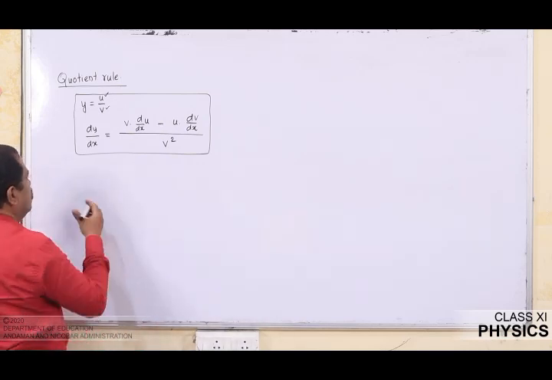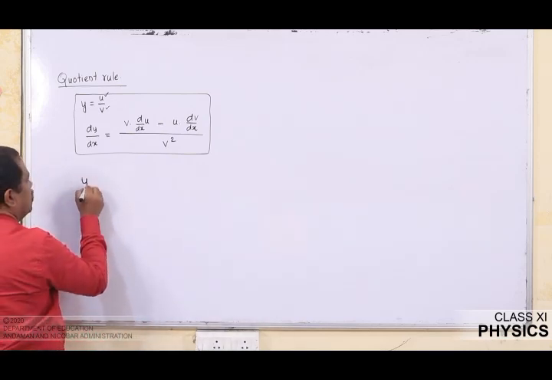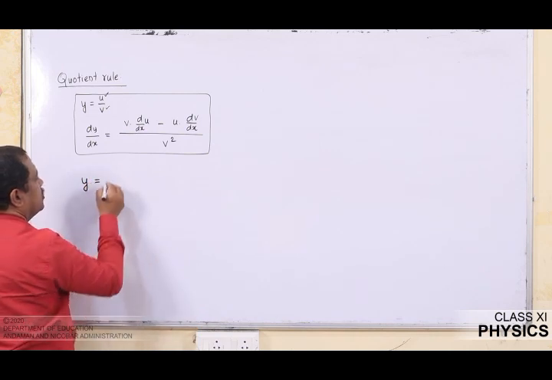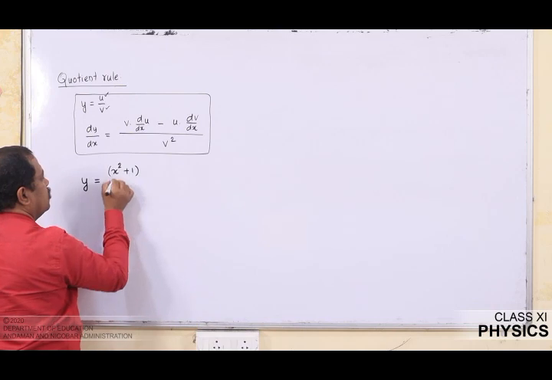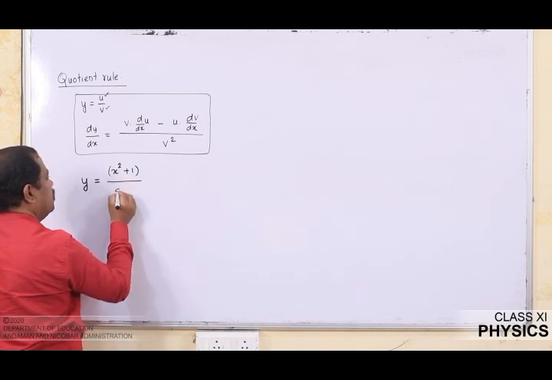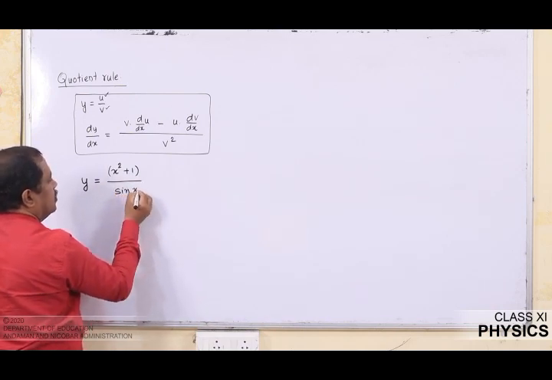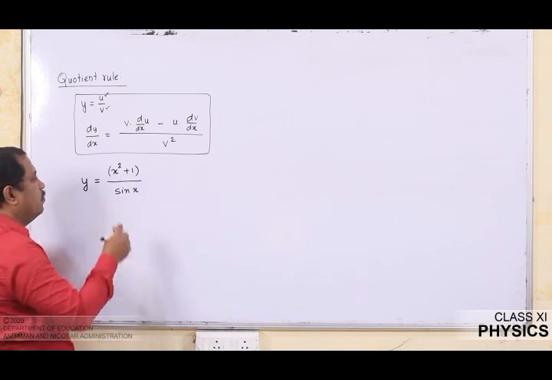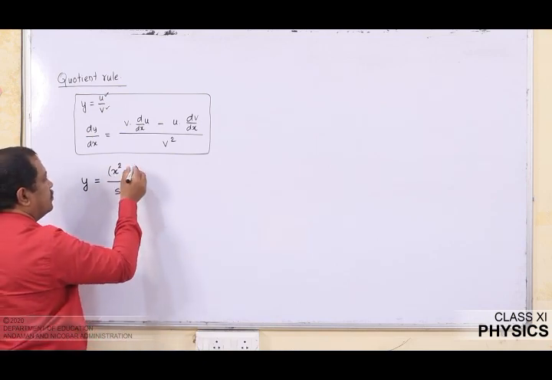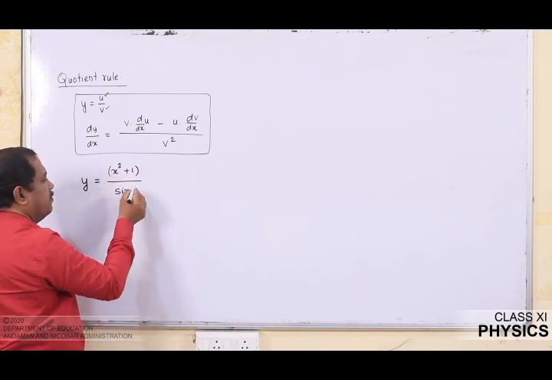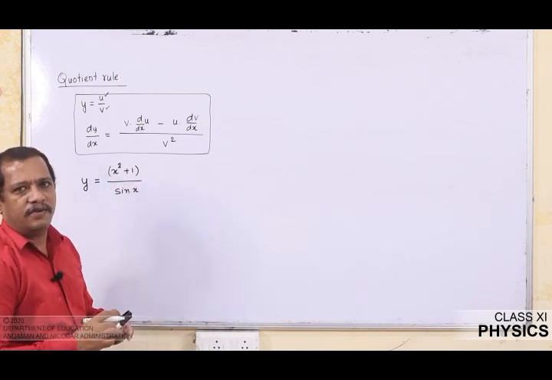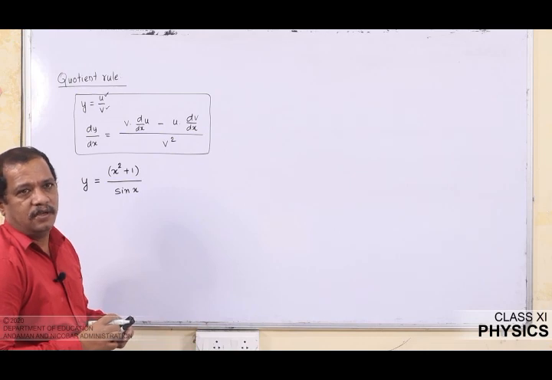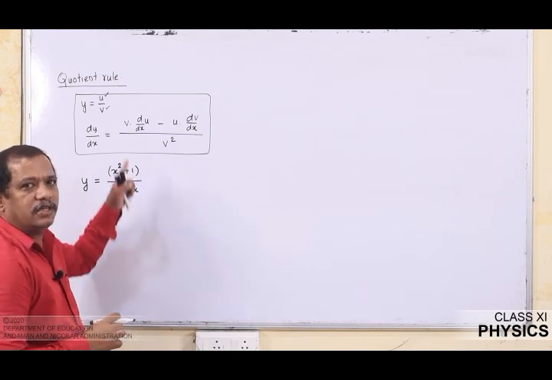So, we shall solve one problem. The function given to me is, to make it simpler, let me put this way: x square plus 1 in the numerator, and sin x at the denominator. When I look at the numerator, it is a function of x, and at the denominator, this is also a function of x. So, I am asked to differentiate this function with respect to x. In order to differentiate, I will be using this quotient rule.